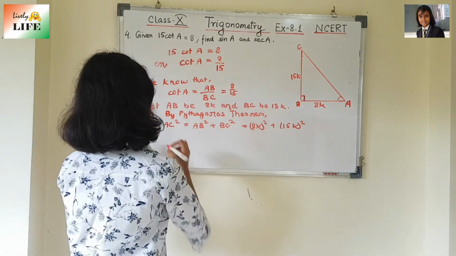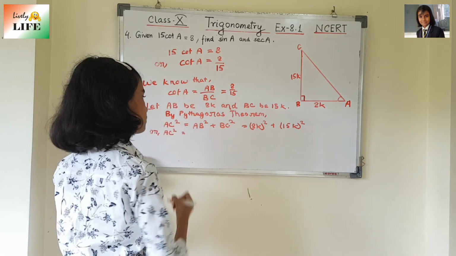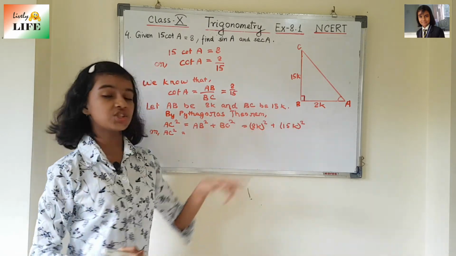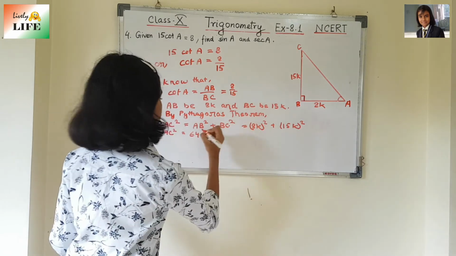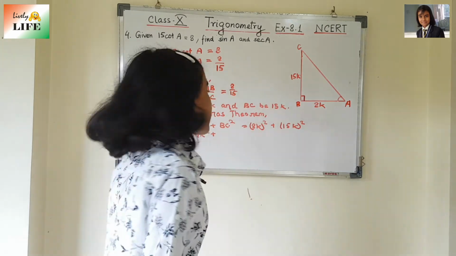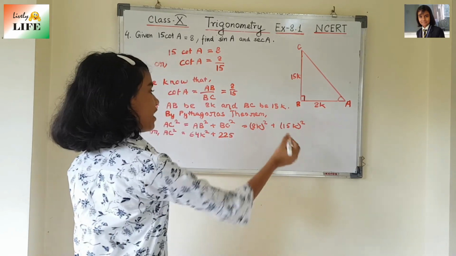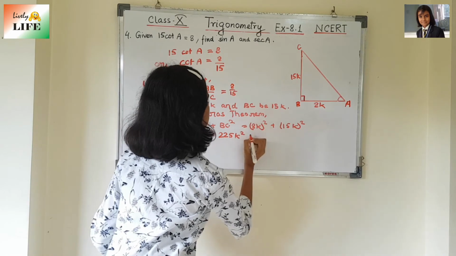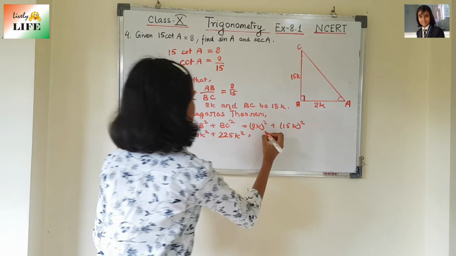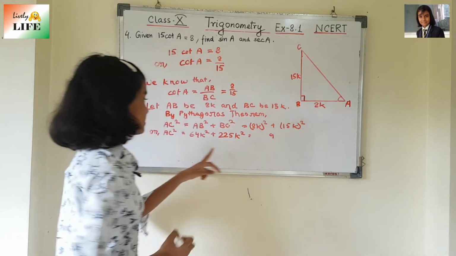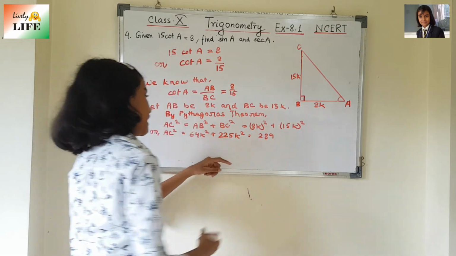Right? Now, what will be 8 square? What is 8 square? 64. 64k square plus, and what is 15 square? 15 square is 225k square. What is 64 plus 225? 5 plus 4 is 9. 6 plus 2 is 8. And 2 plus 0 is 2. So 289k square.